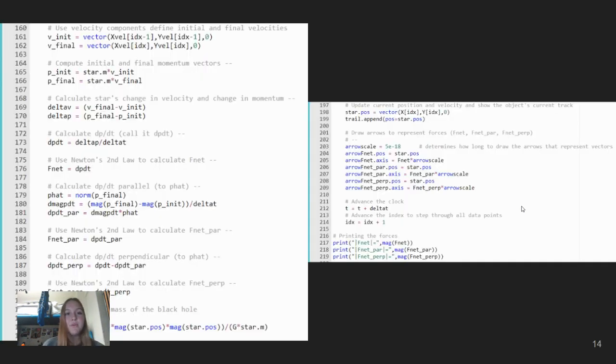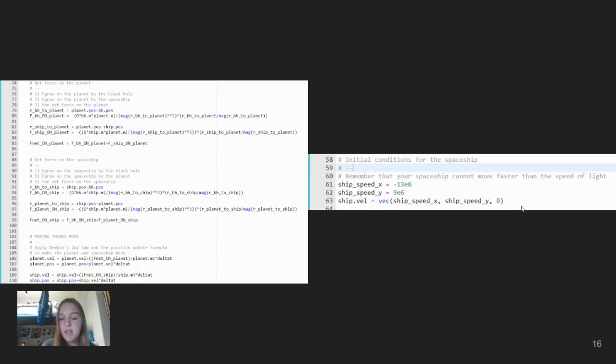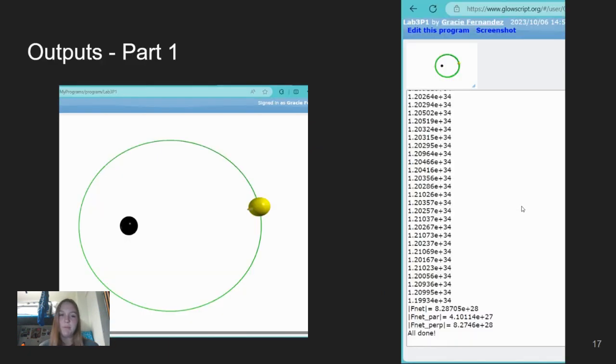The code for part 2 is a loop that uses the position update formula as well as the velocity update formula to get the result of the visual representation. It uses the force of gravity from the planet as well as the black hole to get the total net force. By setting the initial velocity, the code runs a highly accurate representation of the movement of both the planet and ship. Initial velocities, I use negative 13e6 and 9e6. Some outputs: there is the F net and F net parallel and F net perpendicular.